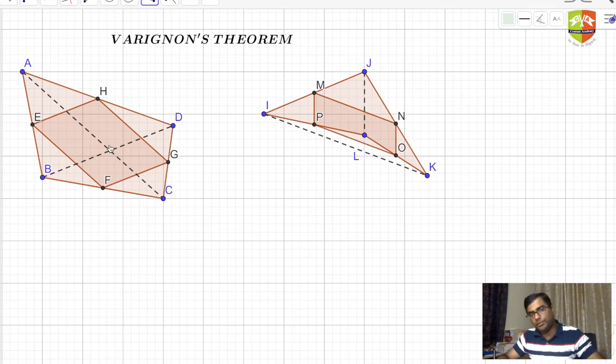So here is where we will be using something called the midpoint theorem. If you remember, we had discussed it some time ago. So what is the midpoint theorem?